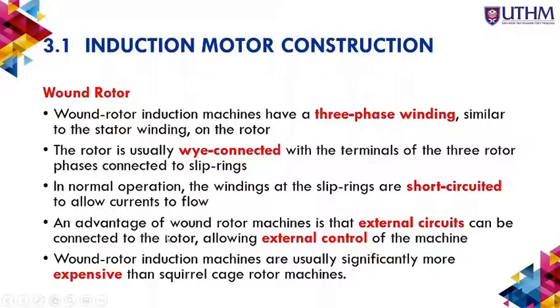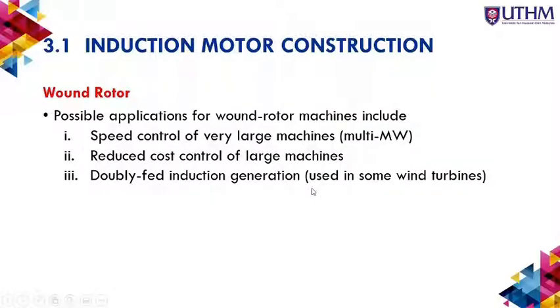An advantage of a wound rotor machine is that the external circuit can be connected to the rotor, allowing external control. So kalau dia nak control speed, position, so wound motor ni mungkin lebih mudah. So wound rotor induction machine are usually significantly more expensive than the squirrel cage rotor machine. So this is a possible application, speed control, and then reduce cost control of a large machine and double speed induction generation. So ni lebih kepada macam generator lah.